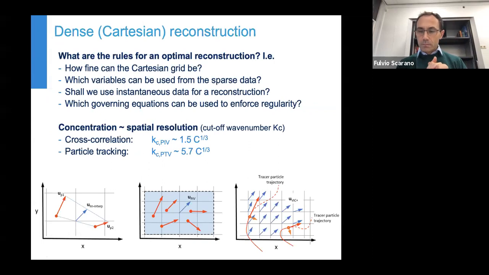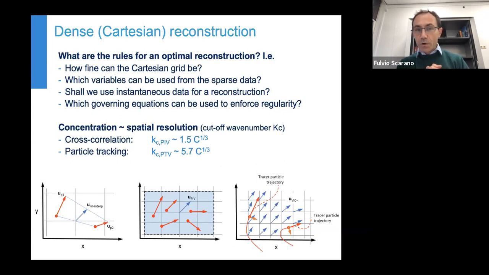A while ago, thinking with Jan, we ended up with a simple rule that the grid can be as fine as a quarter of the average particle distance. But we see that this is very much algorithm dependent. So a quarter of particle distance could be too redundant, or could be too coarse if you have a very specialized algorithm. So this is still a question that remains there to be addressed.